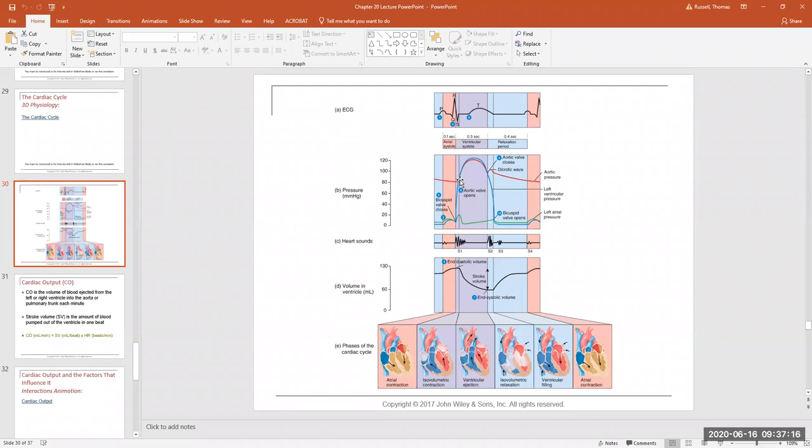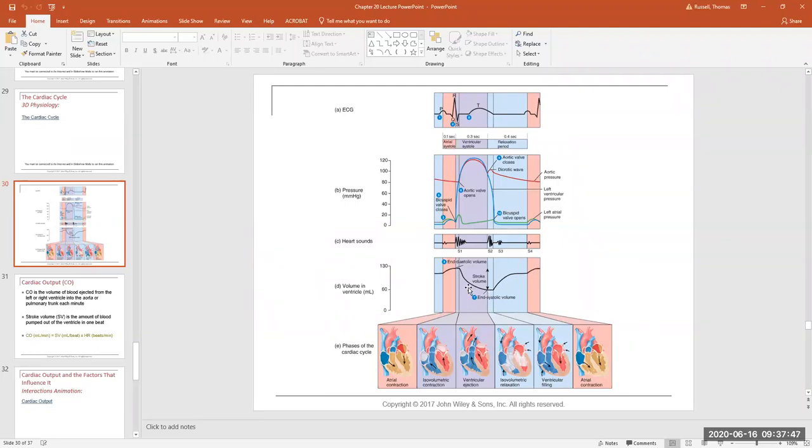Now, of course, the red line is going to follow it because the pressure in the aorta goes up as the blood is entering it. So I know that the semilunar valves open right here at the end of isovolumetric contraction because the volume in the ventricle drops. And the only place the blood can go from a ventricle is into its artery. So I know the aorta is receiving blood from the left ventricle because ventricular volume is decreasing.